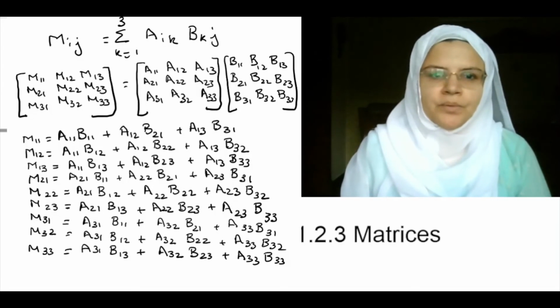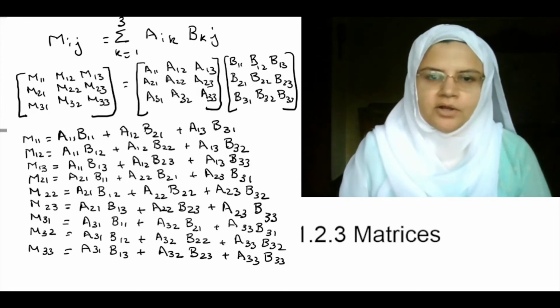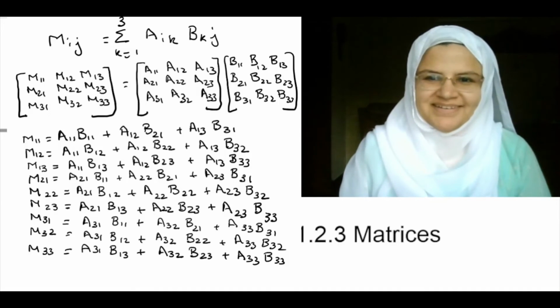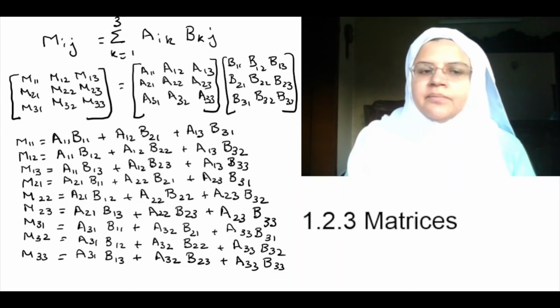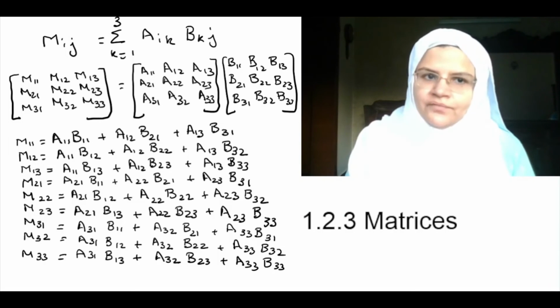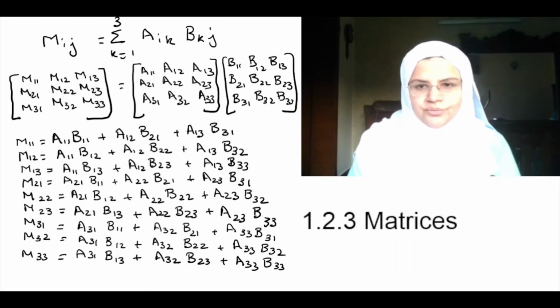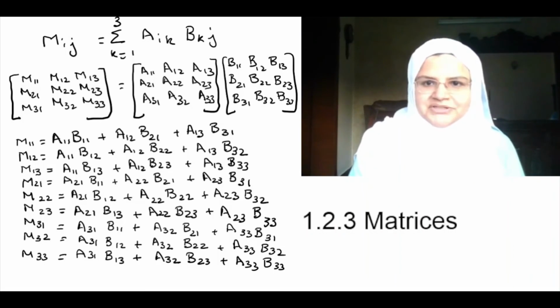Similarly, element M12 is the dot product of the first row of A with the second column of B. In this case, i is equal to 1, j is equal to 2 and k is being summed over. If we know the elements of A and we know the elements of B, we can find the elements of M. If you carry out the matrix multiplication on your own, you will realize that it is exactly the same thing as the index notation.